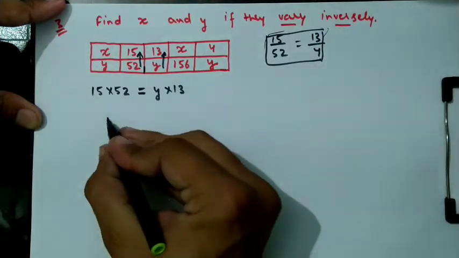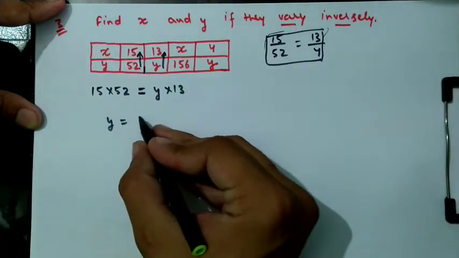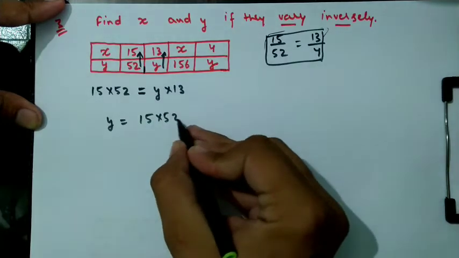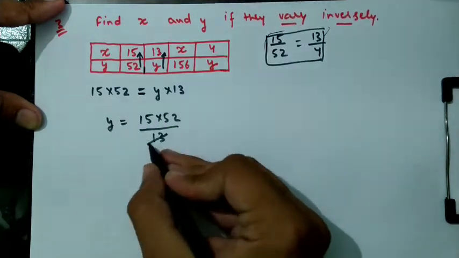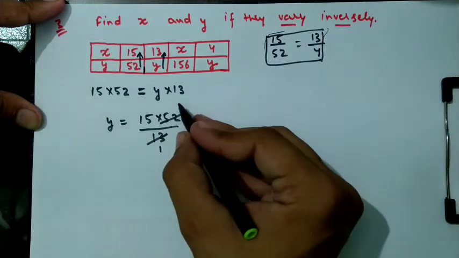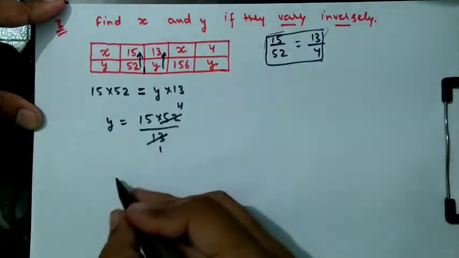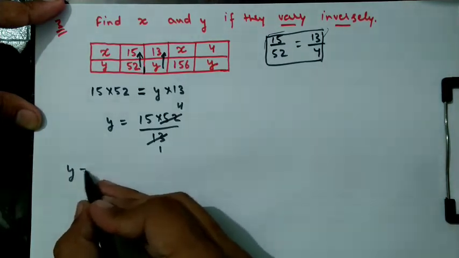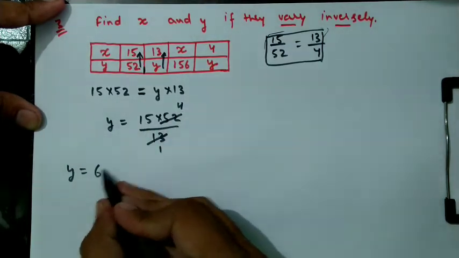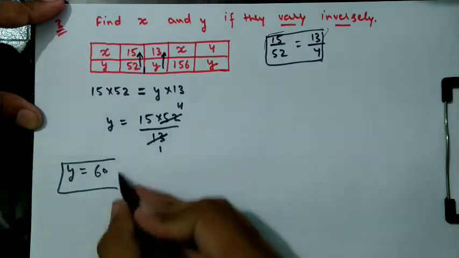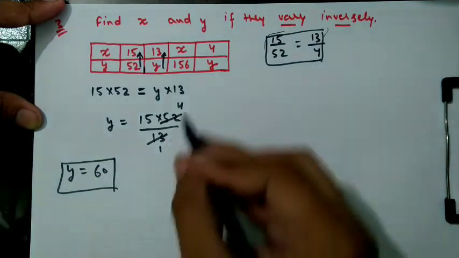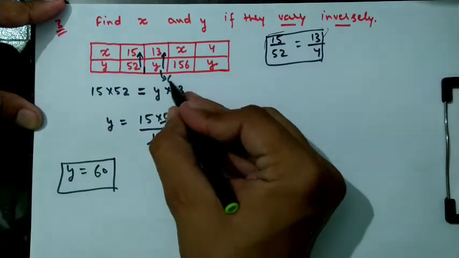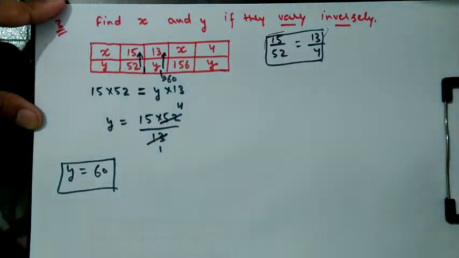So here you will find the value of y now. y will be equal to 15 into 52 divided by 13. 13 ones are 13 and 13 fours are 52, and y will be equal to 15 fours are 60. Okay, so first of all we have found y is equal to 60.